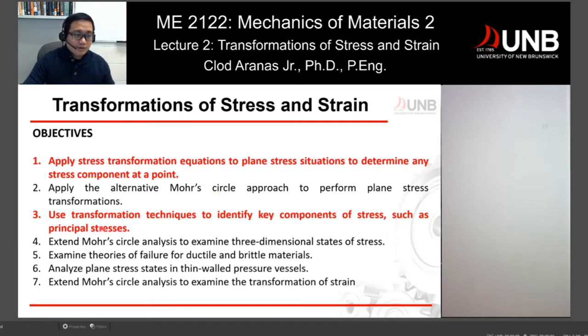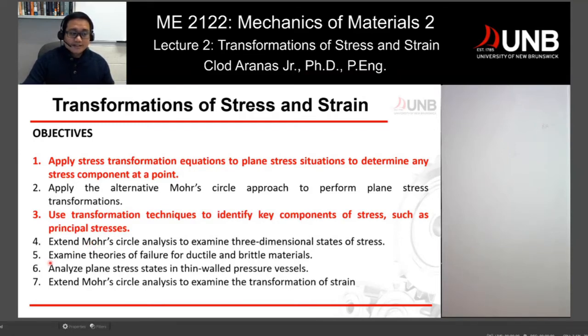The third one is to use transformation techniques to identify key components of stress, such as principal stresses. We are going to discuss more about the key components, what are the important numbers when we are performing transformation of stress or strain. The fourth item here is to extend Mohr circle analysis to examine 3-dimensional states of stress. You can see the first 3 are 2-dimensional, and the fourth one is applying it in the 3-dimensional state.